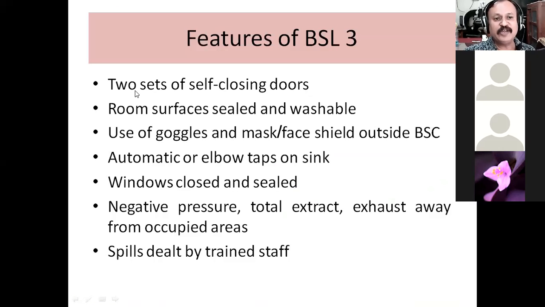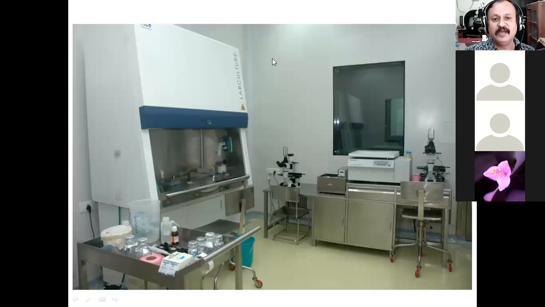Okay. So I was telling you about these two sets of self-closing doors, or self-locking doors. Then the complete room is sealed and it is washable. Now, if I show you this room again, can you see the walls here? These walls are actually coated with epoxide or epoxy resin. Even the floor of the room is coated with epoxy resin. And therefore it can be cleaned very easily. It is practically dust free, and it must be maintained dust free.